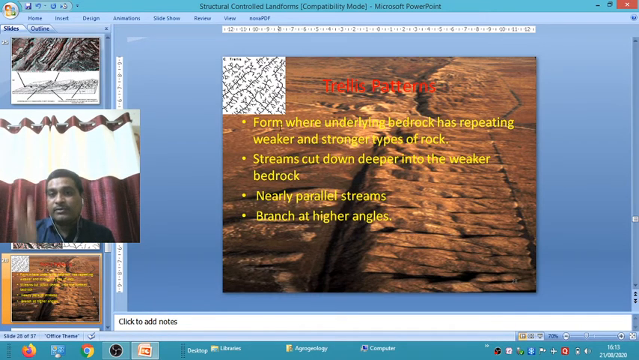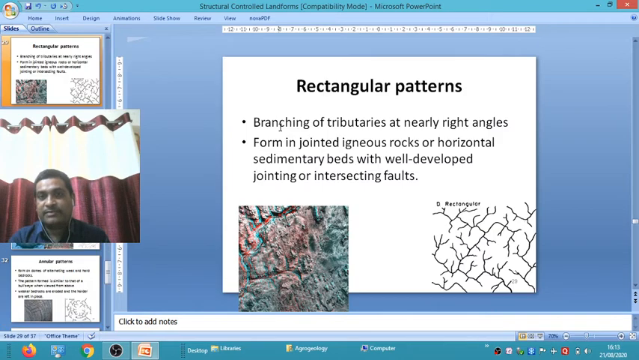Streams cut down deeper into the weaker bedrock, meaning where soft rock is present, and form V-shaped valleys and U-shaped valleys nearly parallel to the streams. Branches join at a higher angle. Higher angle means a very straight, canal-like or railway-track-like structure, called the trellis drainage pattern.